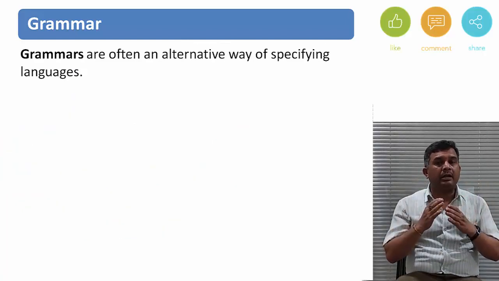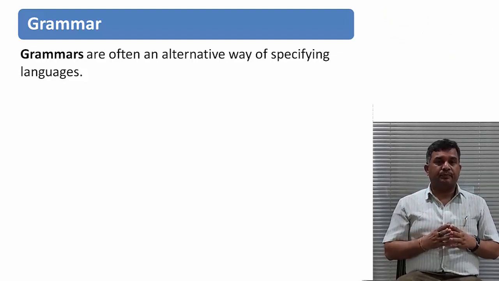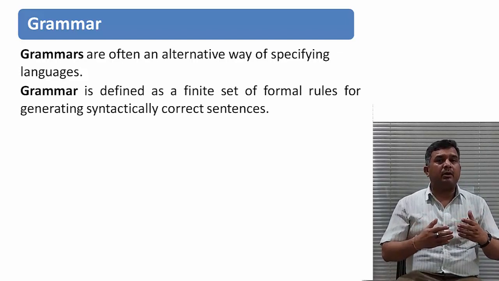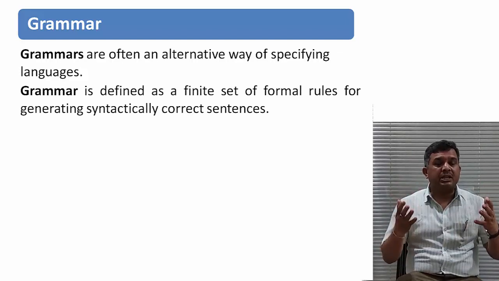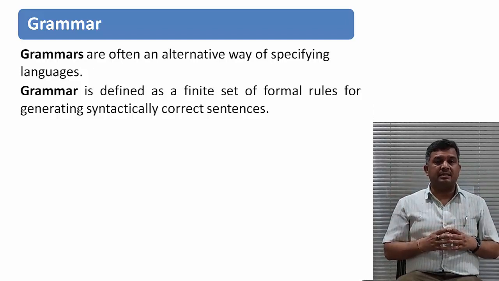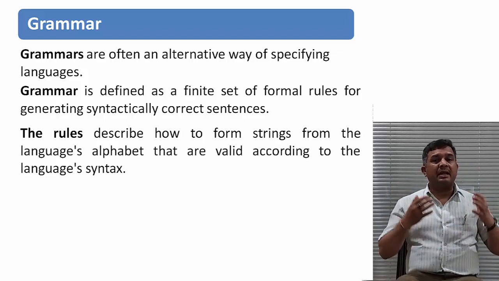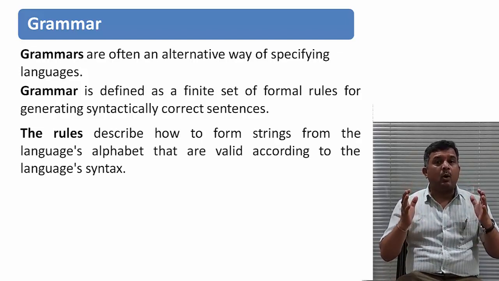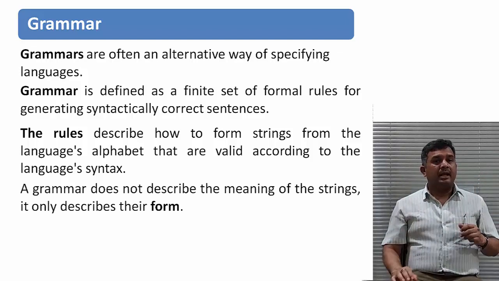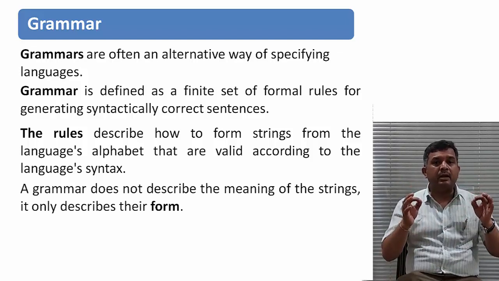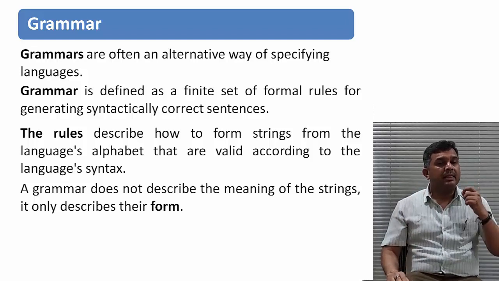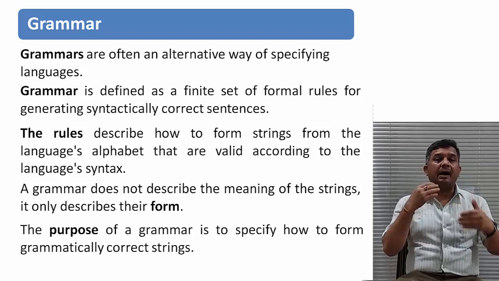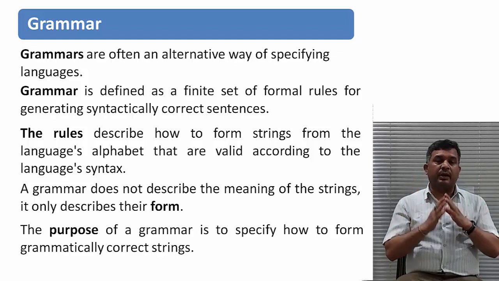Grammar is often the alternative way to specify a language. So when we are talking about language, we can have a finite number of formal rules for generating syntactically correct sentences. And these rules describe how to form strings from a language alphabet that are valid according to the language syntax. And the grammar doesn't describe the meaning of the string, it only describes their form. The purpose of grammar is to specify how to form grammatically correct strings.